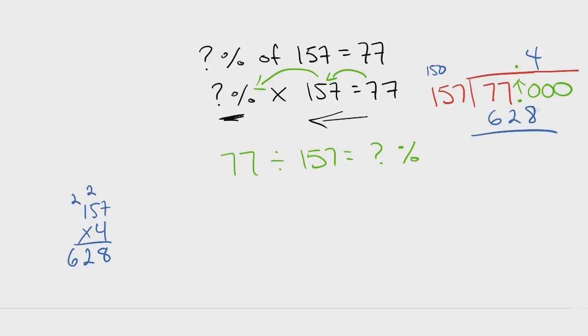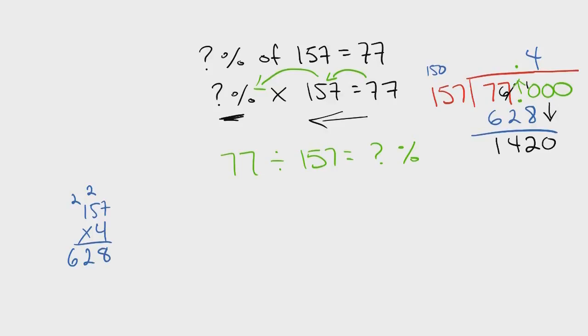I'm going to subtract. The 0 is too small, so I'm going to borrow from the 7. It becomes a 6. The 0 becomes a 10. 10 minus 8 is 2. 6 minus 2 is 4. And 7 minus 6 is 1. And 142 is less than 157, so I did it perfect. I'm going to bring down the next 0, and I get 1,420.